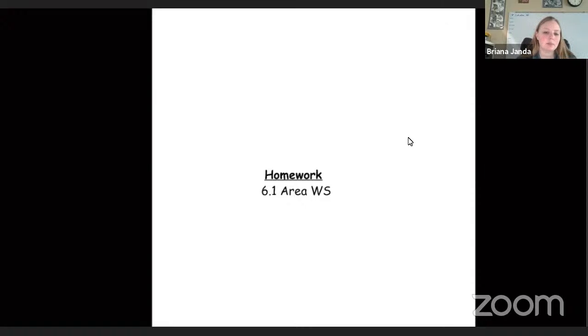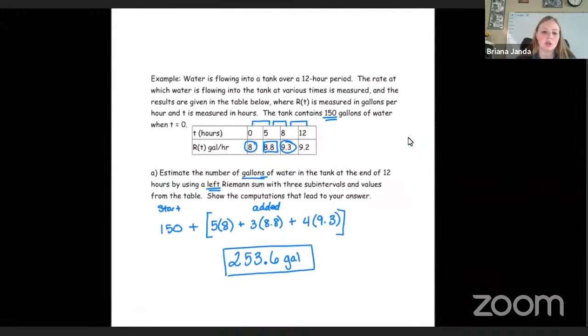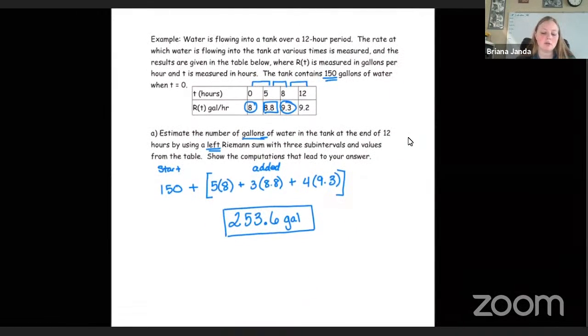If you don't have the means to print it out, you need to do your work on a separate piece of paper, clearly numbered. And here's what I'm going to tell you. If you give me just, like on this example on part A, 253.6, and do not show this line of setup where it says show the computations, this would be showing your computations. I am not going to give you full credit for this assignment. So make sure you show your setup and then you also give your answer on that.